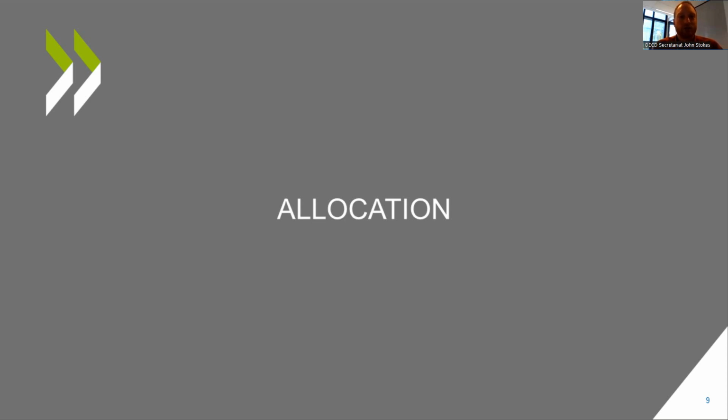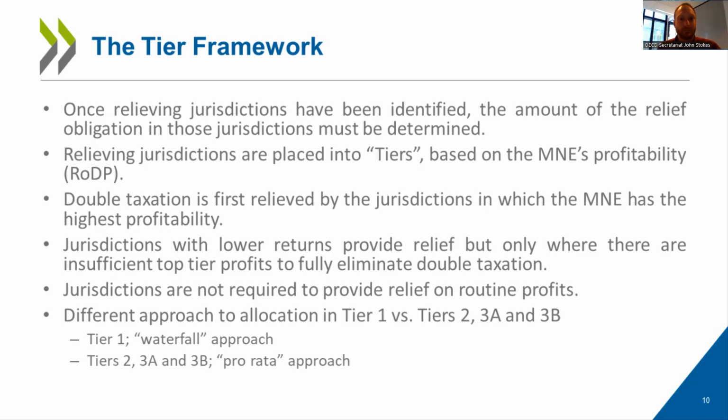So, turning to the second of our overarching principles, and that's allocation. Following the steps that I just described, we've identified the jurisdictions that might be required to relieve double taxation. And now that we have our candidates, how do we go about allocating the responsibility or the obligation to relieve double taxation to each of those candidates that have made our shortlist? And we do so following the tier framework.